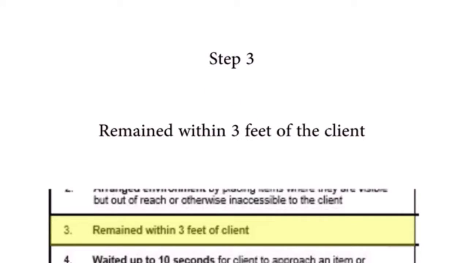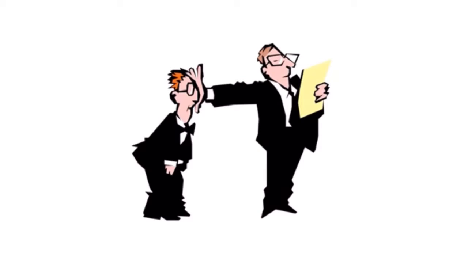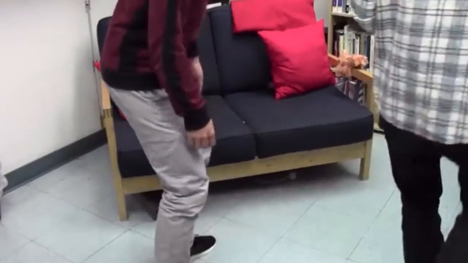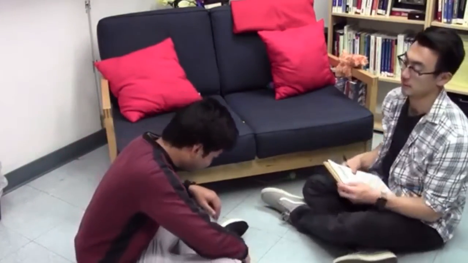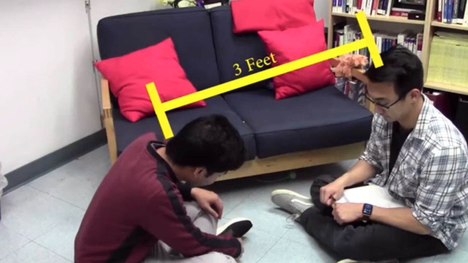Step 3. Remain within 3 feet of client. It may be hard to see what 3 feet looks like, but just think of an arm's length from the client as 3 feet. Notice how the instructor walked in after the client and was still within 3 feet of the client after they sat down. It's important to remain within arm's length of the client so that it's easier to use the items that they approach as teaching opportunities.